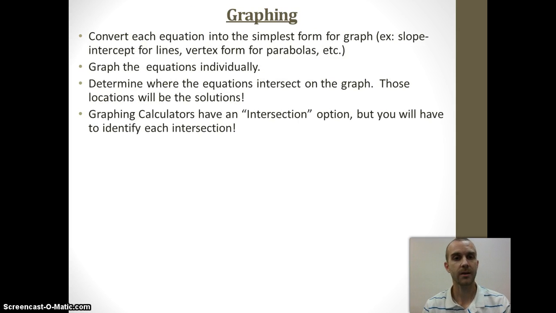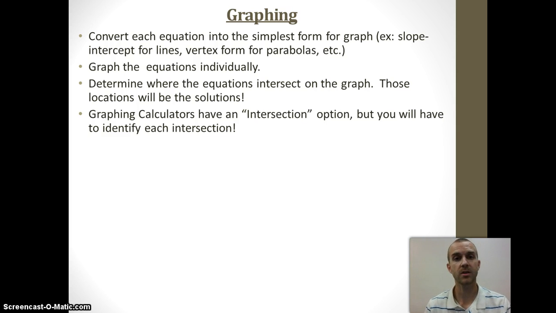We also want one that may give us a more precise solution. We can use graphing as a way to find the solution sets of a system. First, we'd want to change each equation to its simplest form for graphing. For example, if we're doing lines, slope-intercept is typically the easiest. If you're working with quadratics and parabolas, you may want to change it to vertex form. Then we graph each equation individually and determine where they intersect, and those will be the solutions for the set.